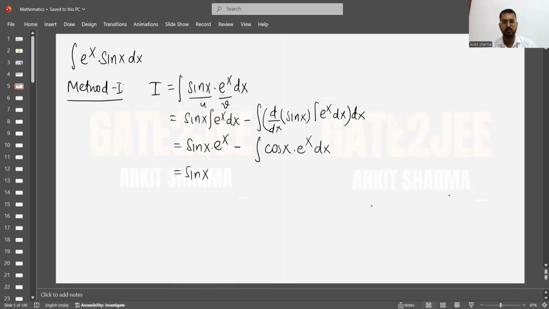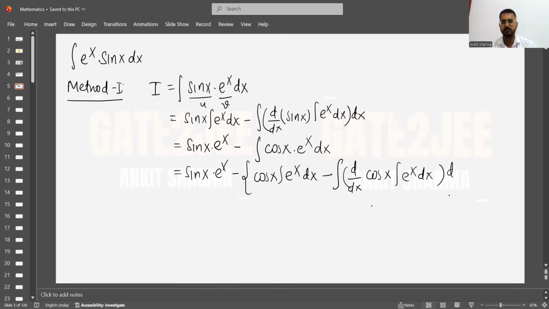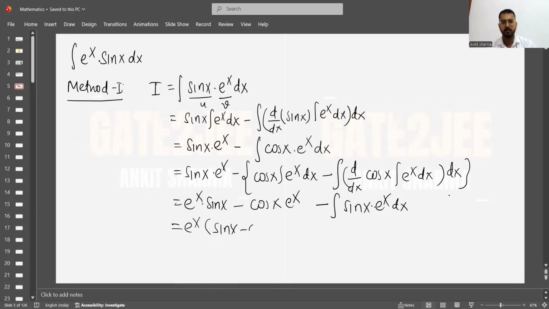So again, this term needs to be done by parts. Let's consider this will be cos x, and then the integral of e to the power x dx, minus the derivative of cos x, and then the integral of e to the power x dx, and then the whole dx. So if I consider this part, e power x into sine x minus cos x into e power x, then minus of minus will be plus, but the derivative of cos x will again be sine x. So this will be minus the integral of sine x into e to the power x dx. And I see that my I has reappeared.